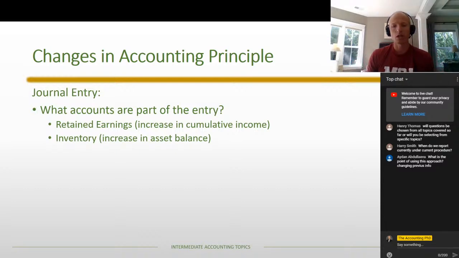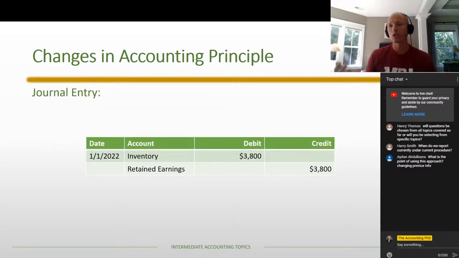In other words, because of the way that we handle our inventory, LIFO versus FIFO, that effect accumulates in retained earnings, but it must also accumulate in at least one other place. Hopefully it makes sense that it's the inventory account balance. While there's an increase to cumulative income that shows up in retained earnings, there must also be an accompanying increase to inventory, which increases that asset account balance. So for the journal entry, we increase the balance in both. That's a debit to inventory and a credit to retained earnings.